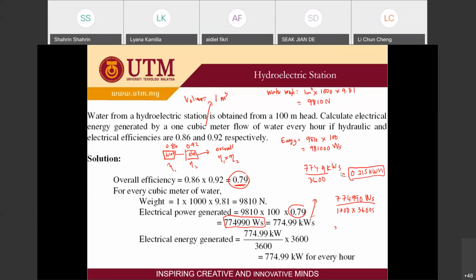But right now the question asks, what is the electrical energy for every hour? Meaning you need to know the energy produced in 1 hour. Because we want to cancel out this hour, what you need to do is multiply the 0.215 kilowatt hour back with 3600 seconds. So you will receive the answer of around 774.99 kilowatt.